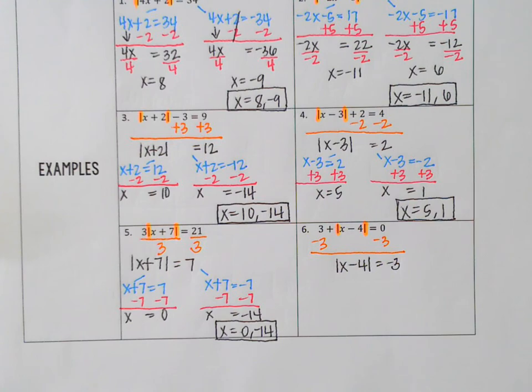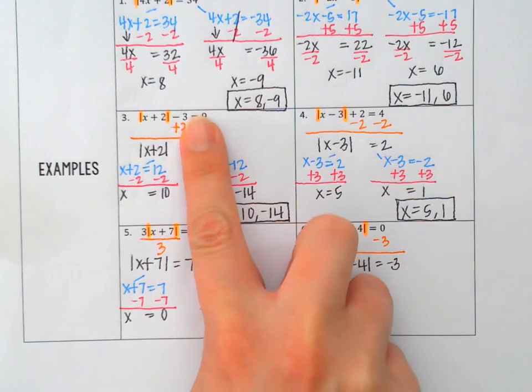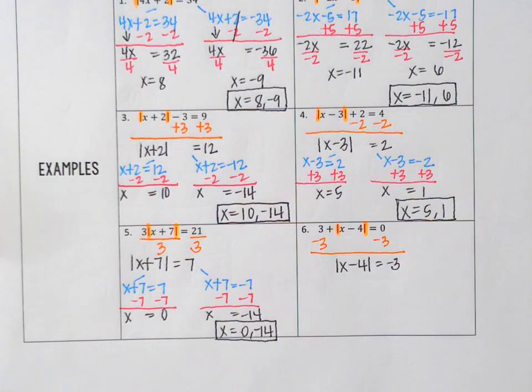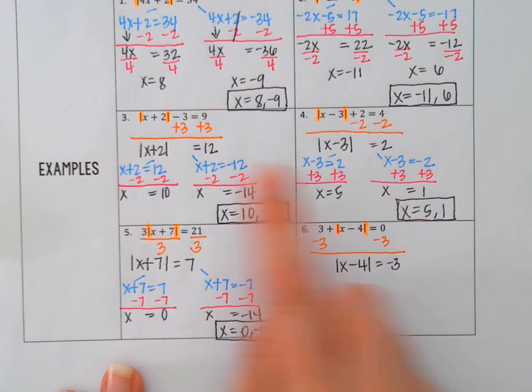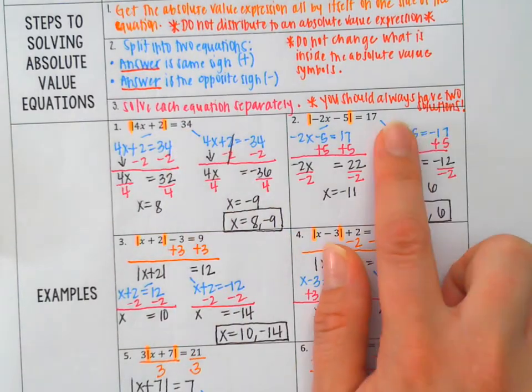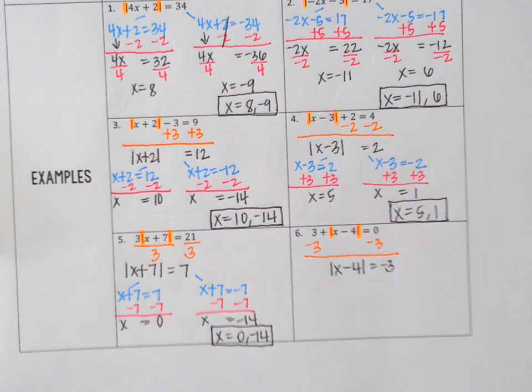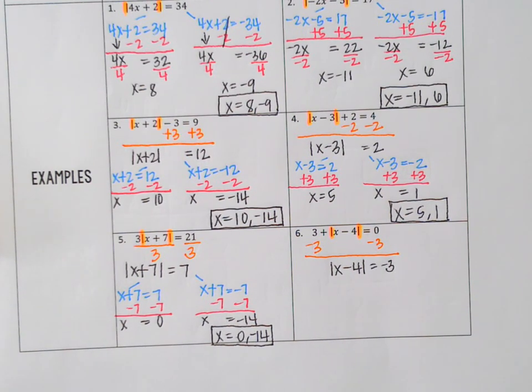Now, remember what I was saying up above. All of these absolute values equal a positive number, because an absolute value expression is always equal to a positive number. This one is equal to a positive 12, a positive 2, a positive 7, a 34, a positive 17, but this one's equal to a negative 3, so we have to stop and think. Is there a way that an absolute value expression will equal a negative number? Does distance ever equal negative? No. Because an absolute value expression will never equal a negative number, there is no solution here.